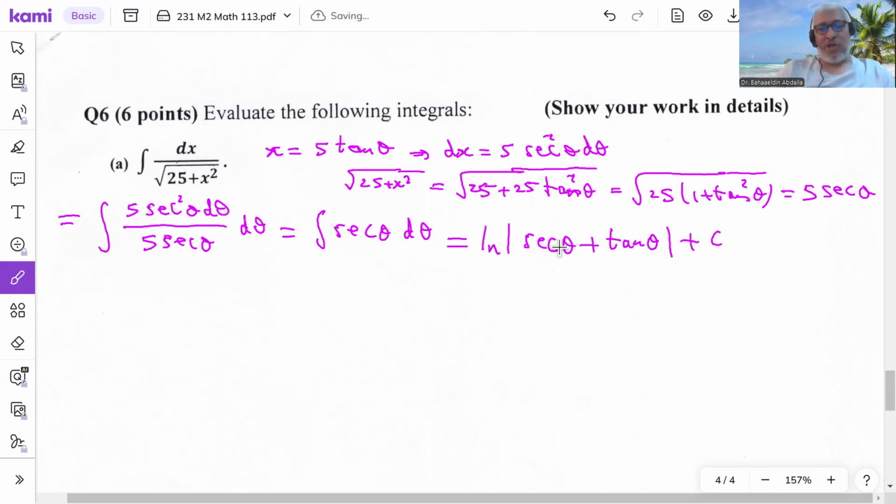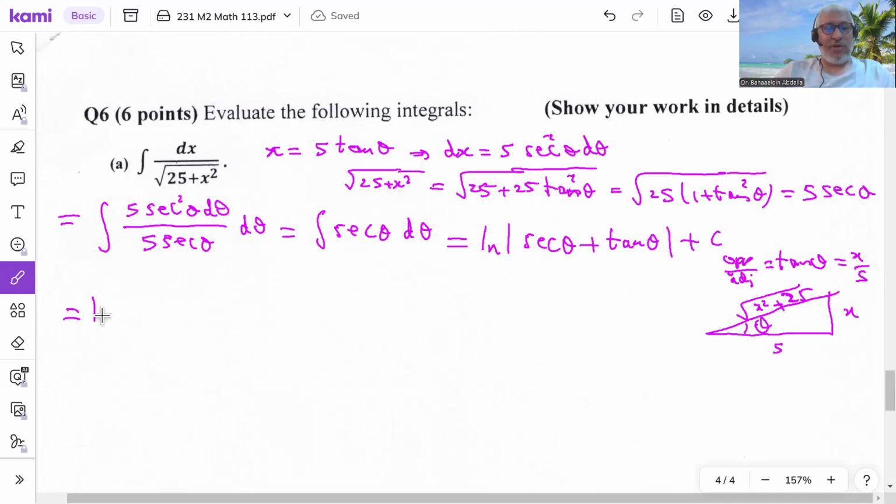And now I need to change back from theta to x. So x is 5 tan theta, so tan theta is x over 5. If I have an angle theta, tan is opposite over adjacent, so the opposite should be x and the adjacent should be 5. And then the hypotenuse would be the square root of x squared plus 5 squared, which is 25. And that's the same radical in the question.